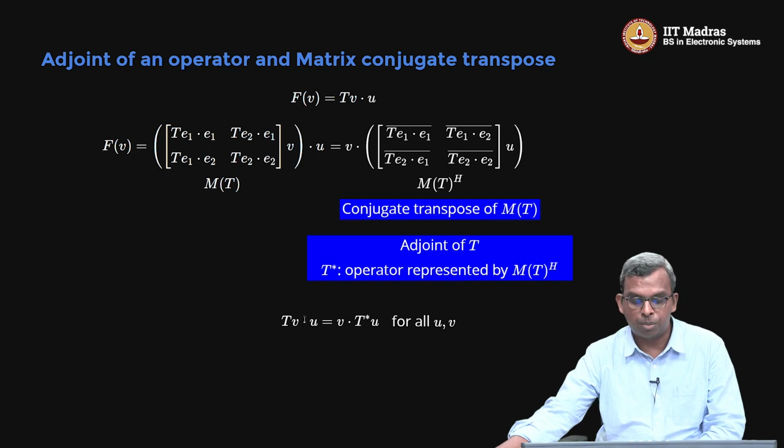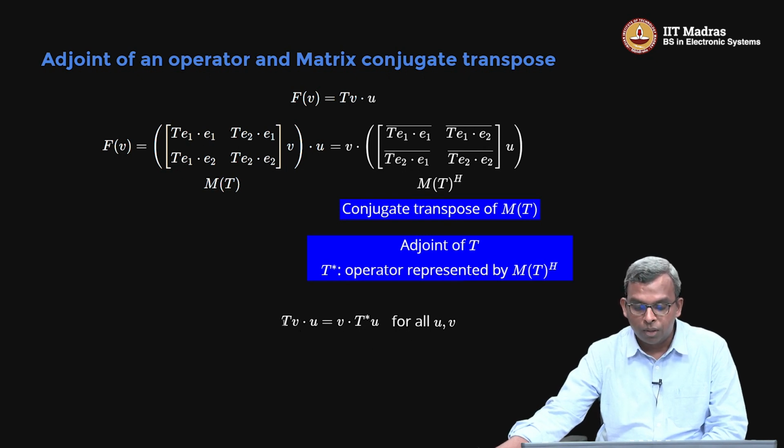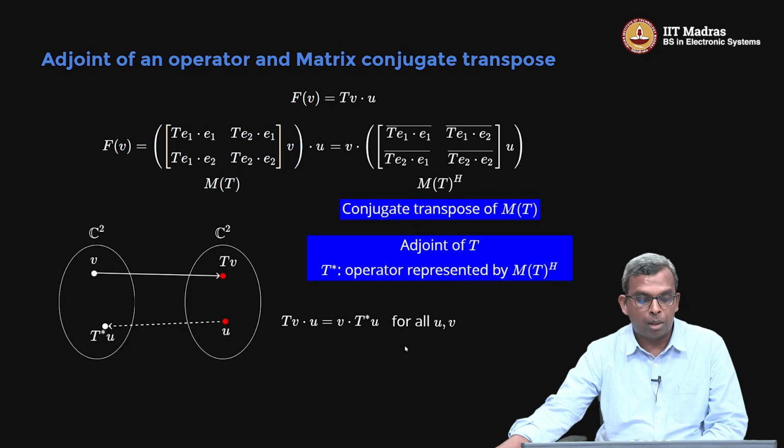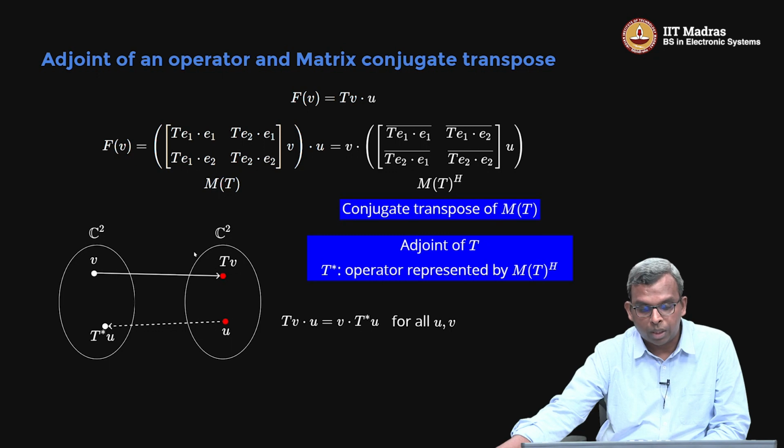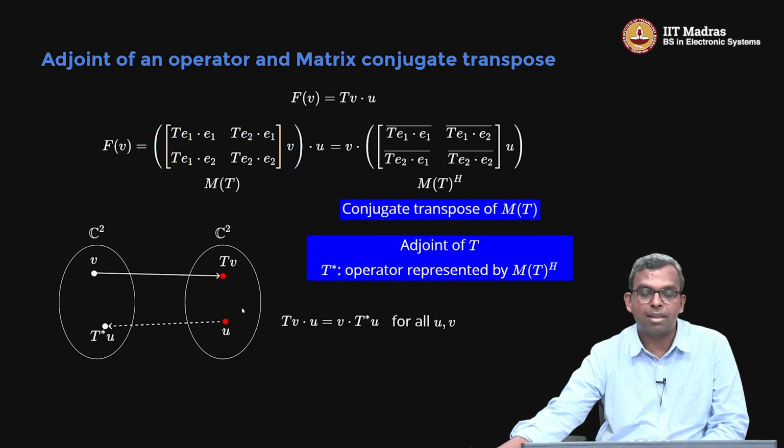So, notice this wonderful little relationship here. This is a very nice relationship. This special functional that we had, TV dot u, is actually V dot T star u. So, here is a picture that will help you remember this. You have from C2 to C2, V going to TV, and then you do a dot product with some u here. Guess what? There is a T star which will send u to T star u, and then you can do a dot product V dot T star u and you will get the same answer.